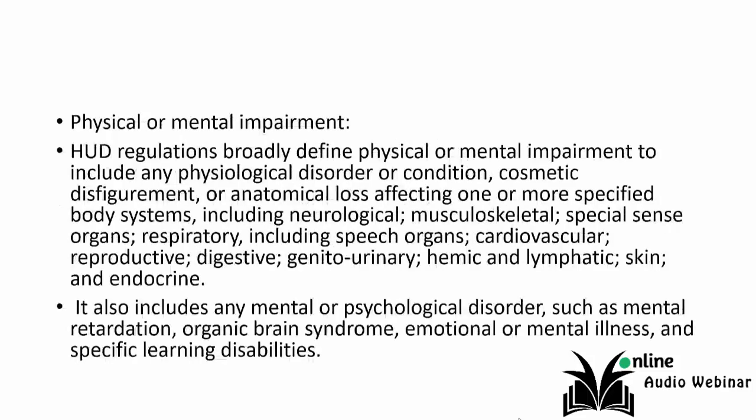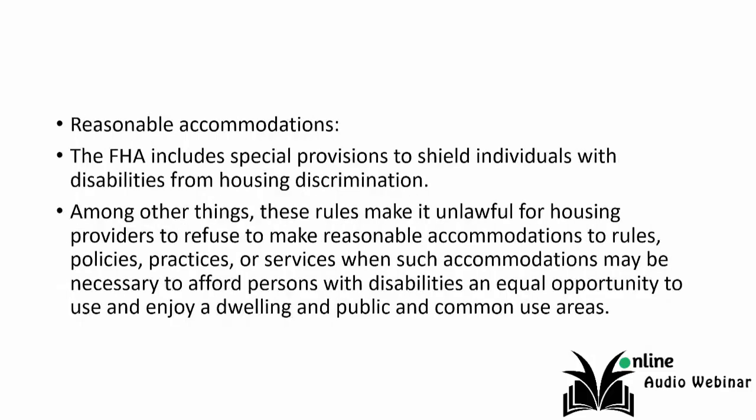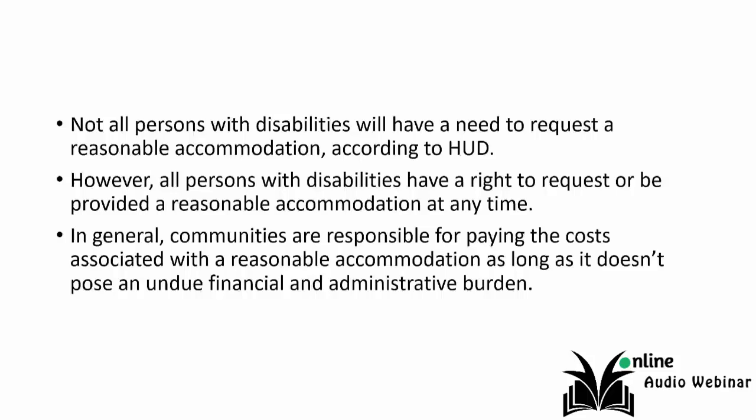And it can be physical or mental, and the HUD regulations broadly determine physical or mental impairment to include any psychological disorder or condition. The Fair Housing Act protects individuals who do not now have or may never have a physical or mental illness that substantially limits a major life activity. The Fair Housing Act includes special provisions to shield individuals with disabilities from housing discrimination. For example, not all persons with disabilities will have the need to request a reasonable accommodation, according to HUD.